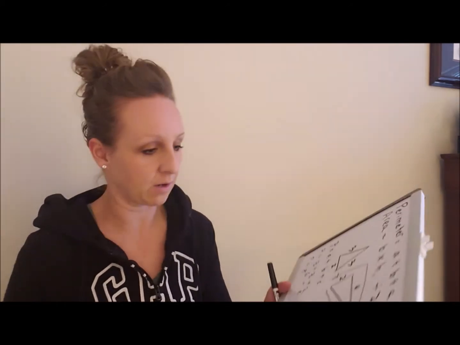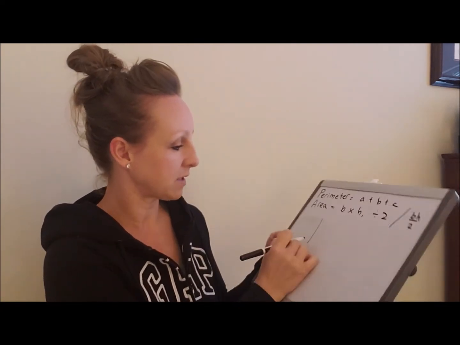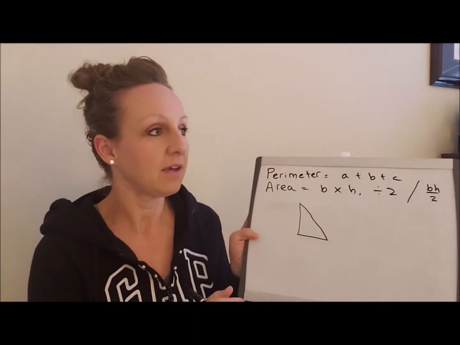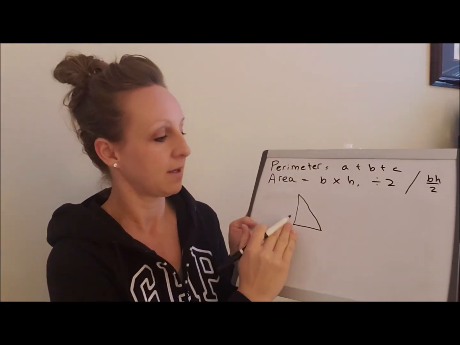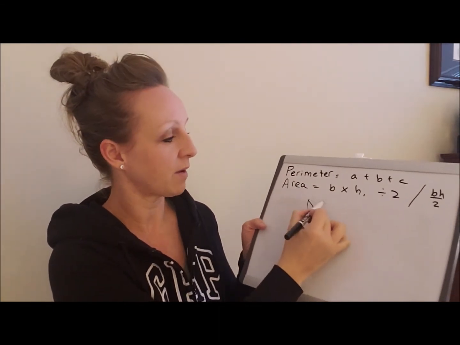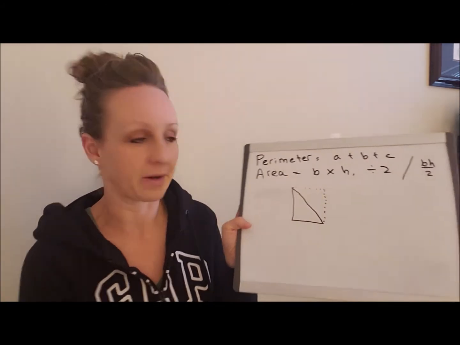So let's take a look now at area. Okay, area of a triangle. Let's take a look at where our formula comes from. A triangle, I'm just going to draw it like this. Let's say our triangle looks like this. If I were to flip my triangle right along this diagonal line, what I would end up with would be a rectangle. It would form a rectangle.